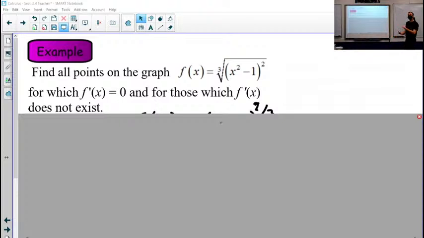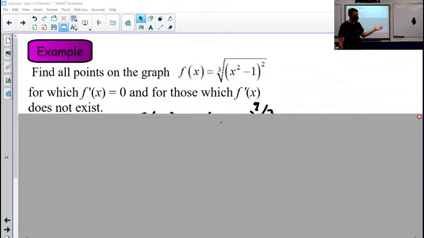So for f prime to equal 0, well, that's pretty straightforward. We just set f prime equal to 0. We just find out where it's 0. But where will f prime not exist? In other words, where will the domain of f prime not exist?